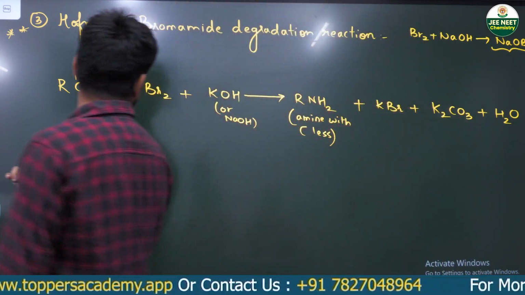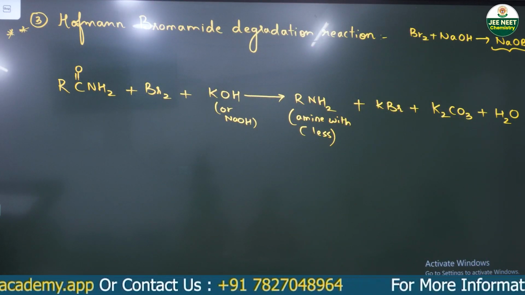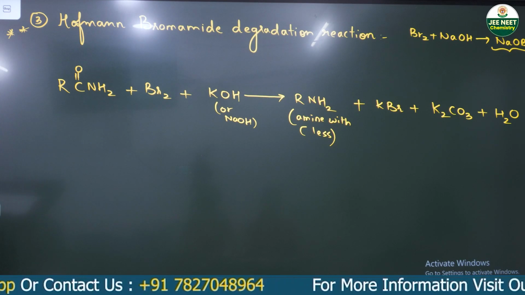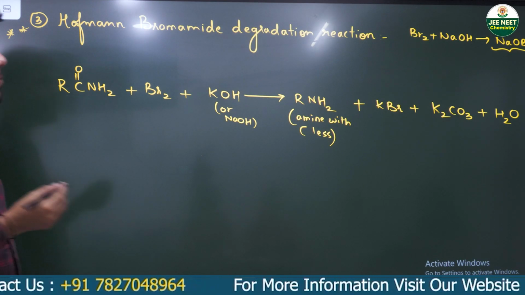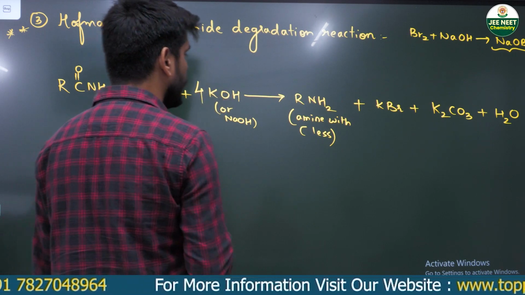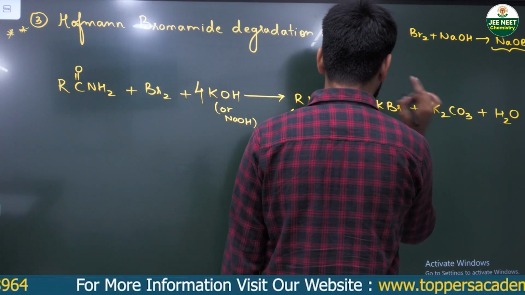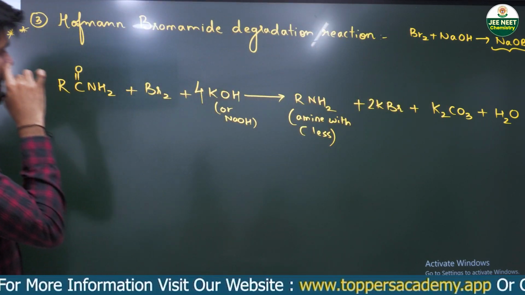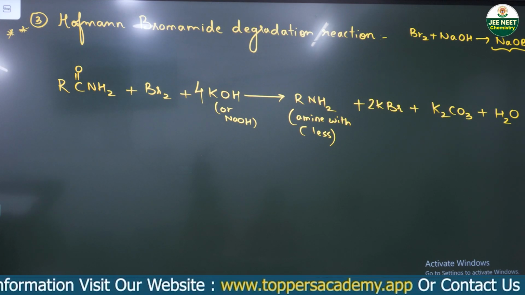Is that clear? If you want to balance it, you can write 4 over here, and 1, 2, 2, 3. Everything is balanced. Tell me if this point is clear.